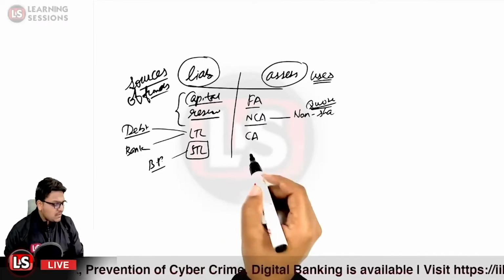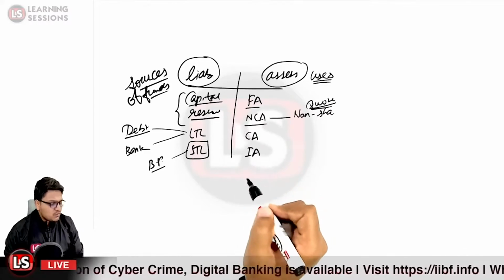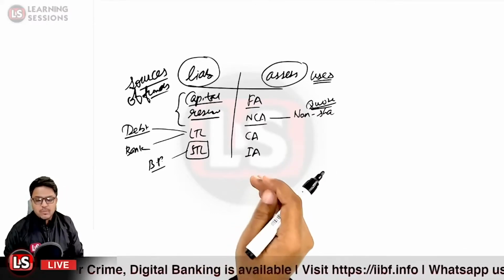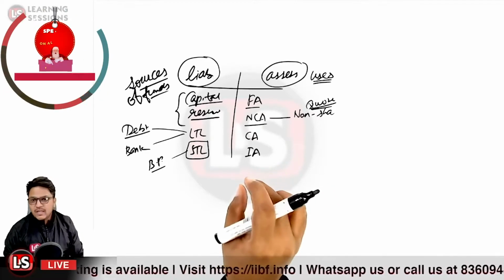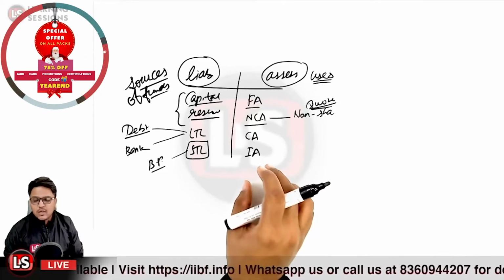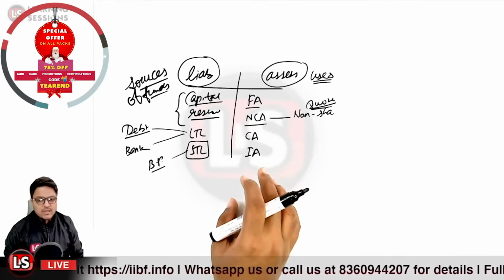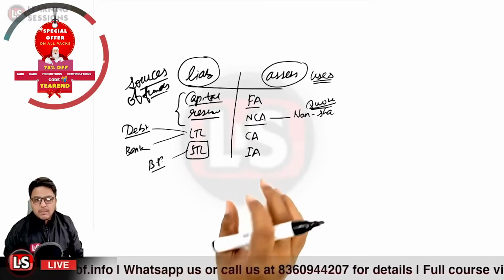Then there is another category related to intangible assets. So whatever assets are related to preliminary expenses, pre-operative expenses, those are covered under the intangible asset category. So that is related to the different components of the assets and liabilities in the balance sheet.